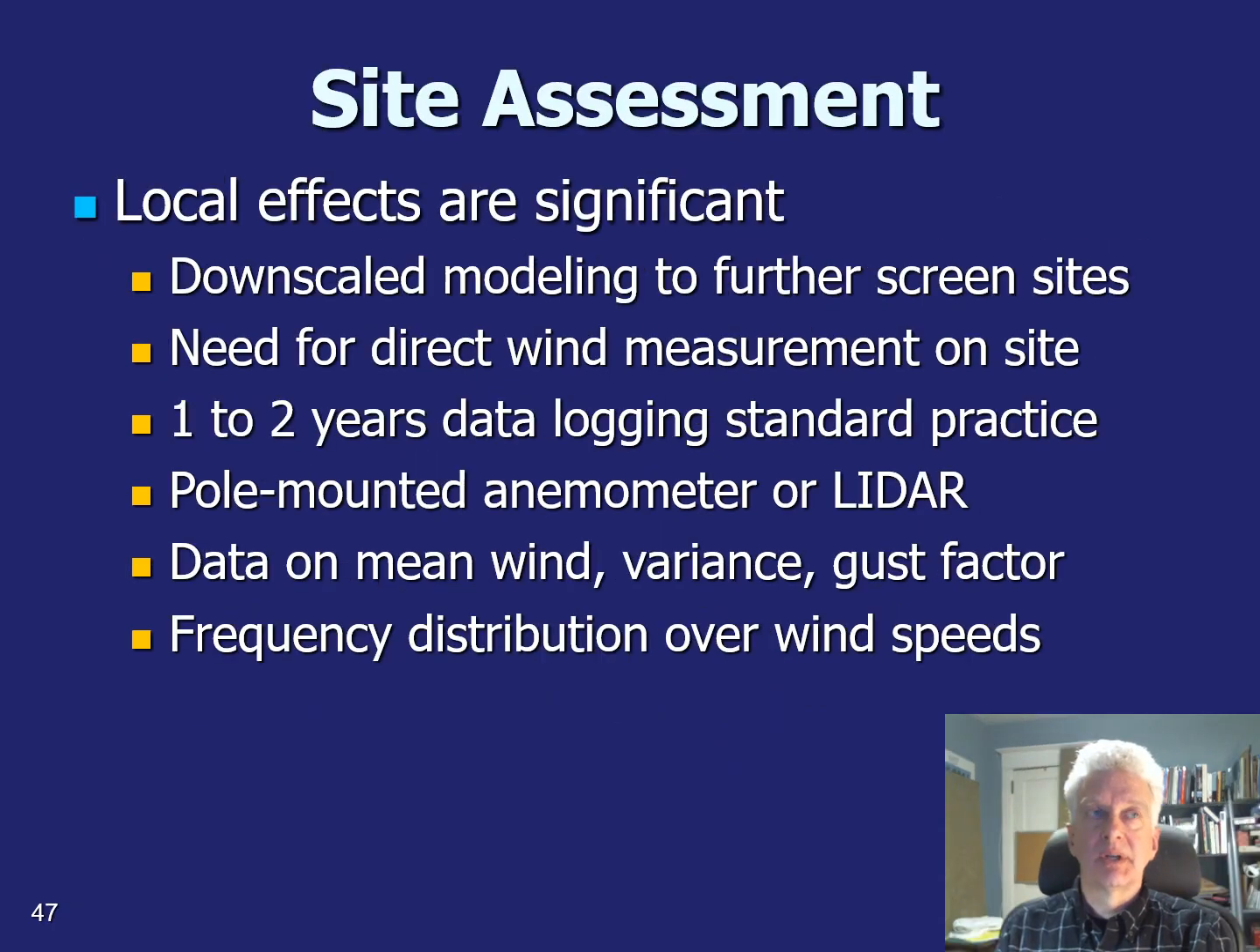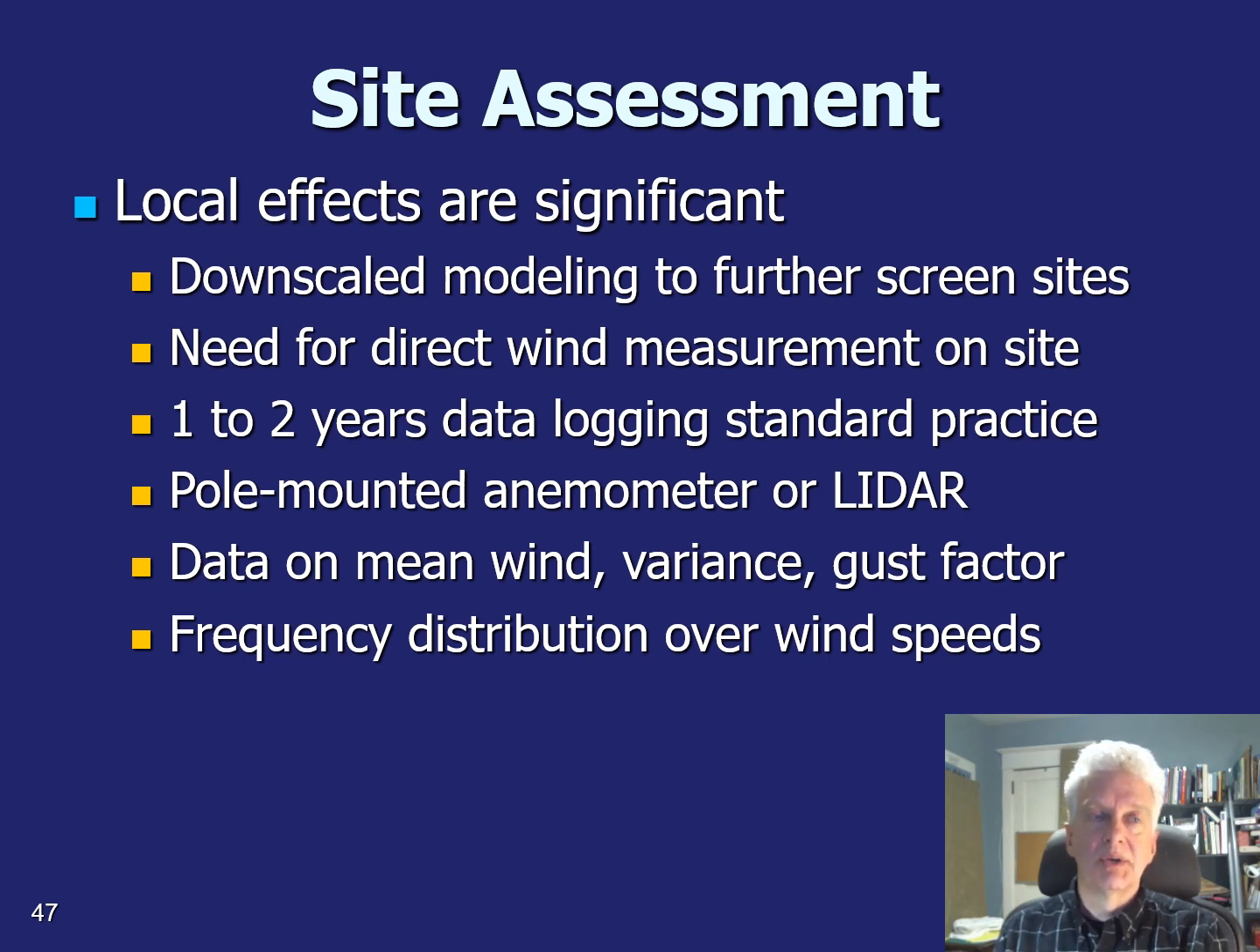So when you're doing a site assessment, you need to look at local effects of the surface characteristics on the wind that you'll get. You can do a large-scale regional wind model, but you need to do what's known as downscaling to look at how the site would work out on a local basis. You really ultimately have to take direct wind measurements for ground truth to come up with a really reliable prediction.